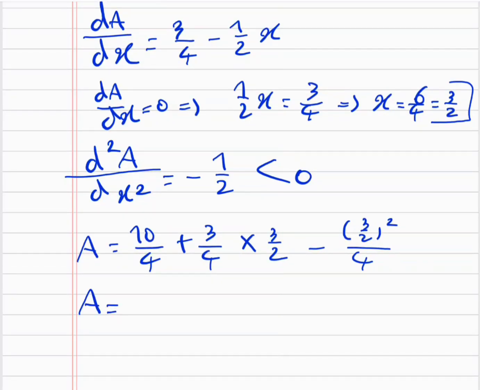So this is equal to 10 over 4 plus 9 over 8 minus, so here we get 9 over 4, but then the 4 goes to the denominator and we have 9 over 16. And the answer is 49 over 16.